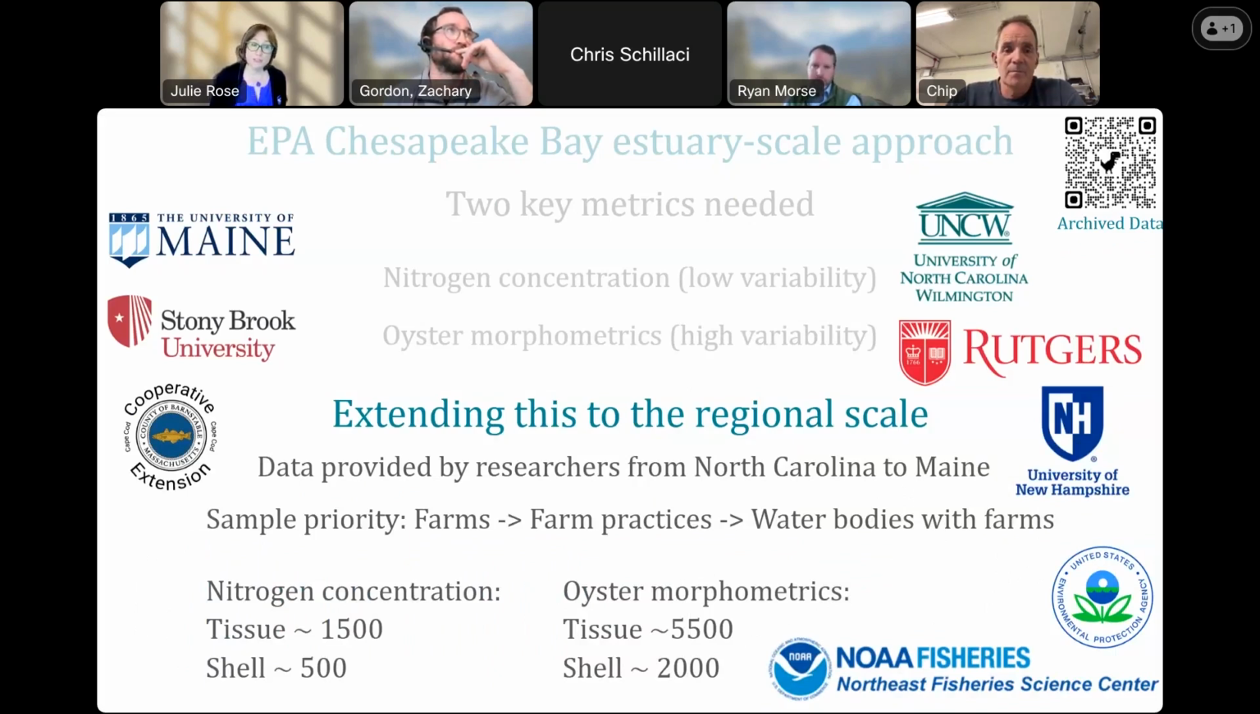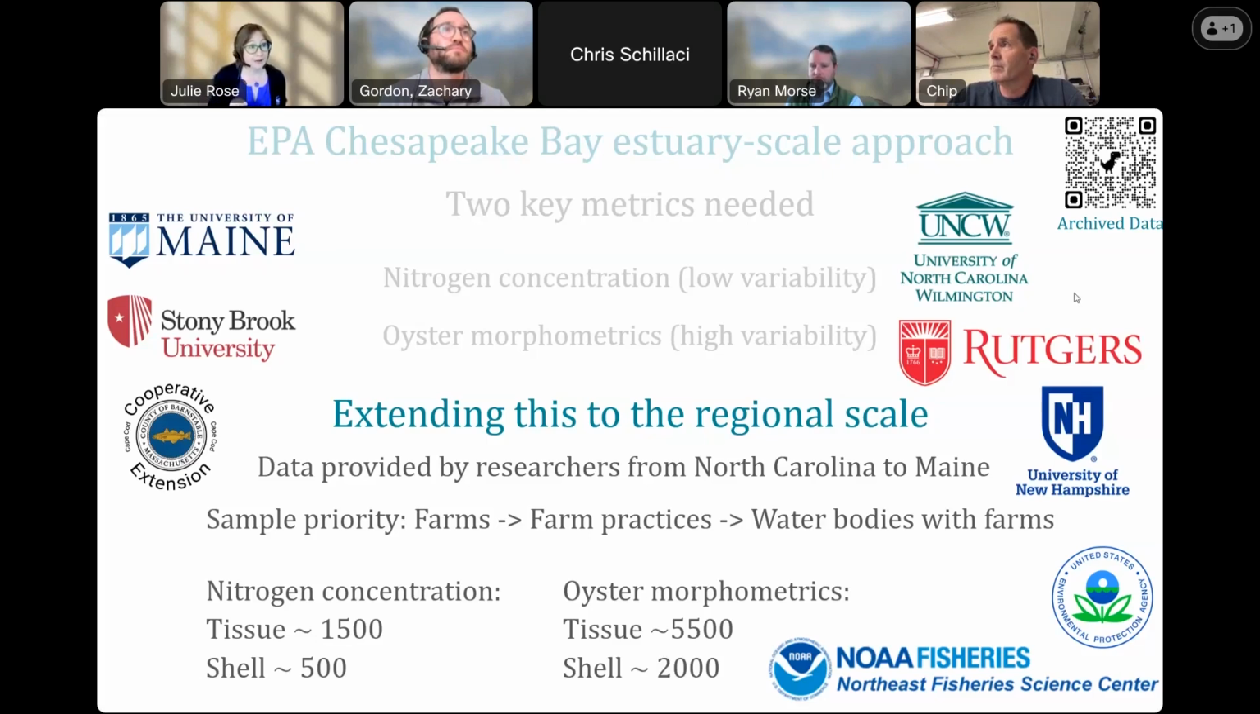What we were trying to do in our data aggregation effort is really prioritize farm data. So we first looked across all the states for data that we could find that was collected on working shellfish farms. If that was not available, we went to a second tier of data, which is data collected by researchers who are emulating farming practices. And in, I think, just one state where that type of data was not available, we collected data from wild oysters that were grown within water bodies that had working farms.